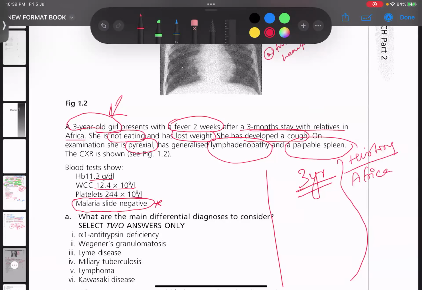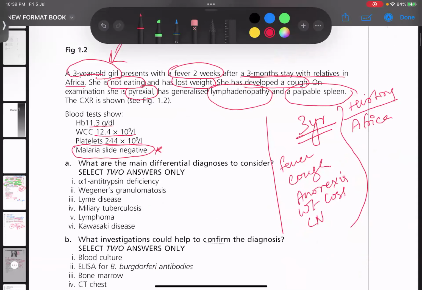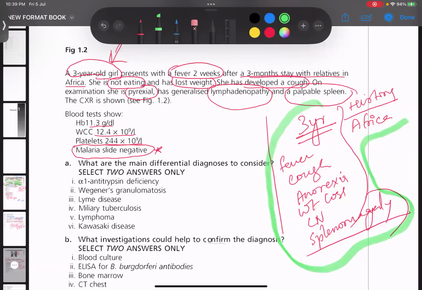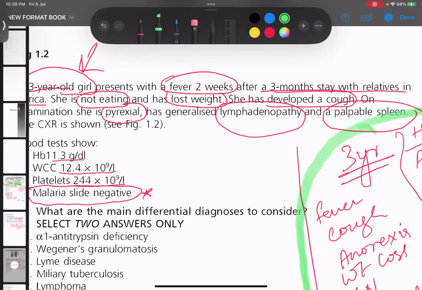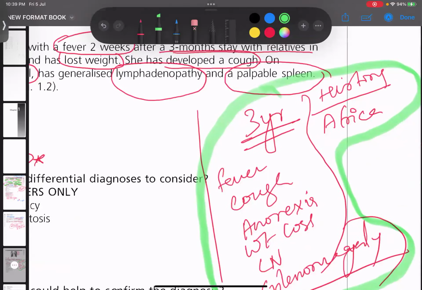Along with that, there is cough. She has developed anorexia, she's not eating well. There is a history of weight loss. There is lymphadenopathy, she is pyrexial. Along with that, there is splenomegaly. And blood findings are normal. The blood work is good. So depending on these clinical features along with the history, what are your differentials? I should not be showing the differentials here. Tell me.